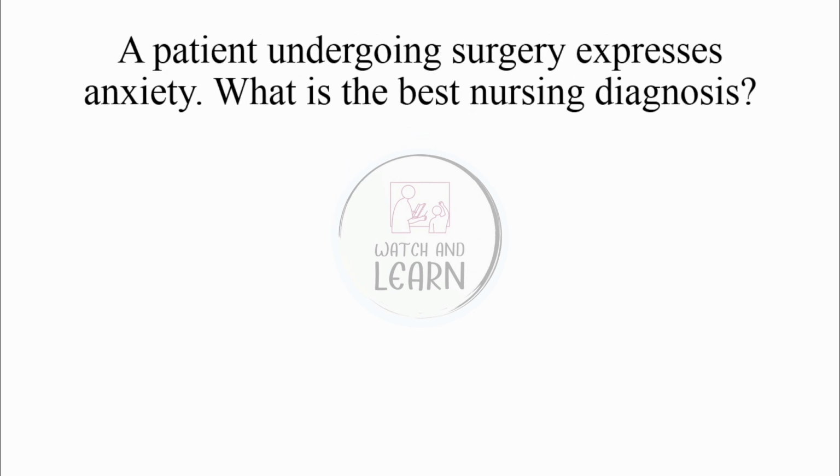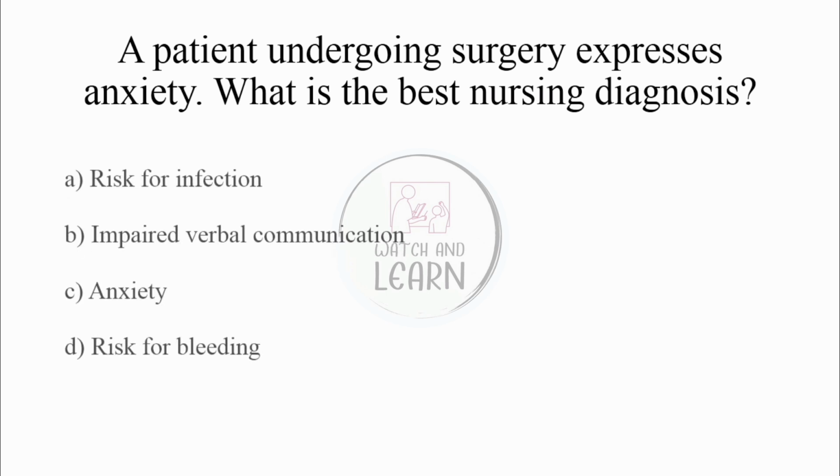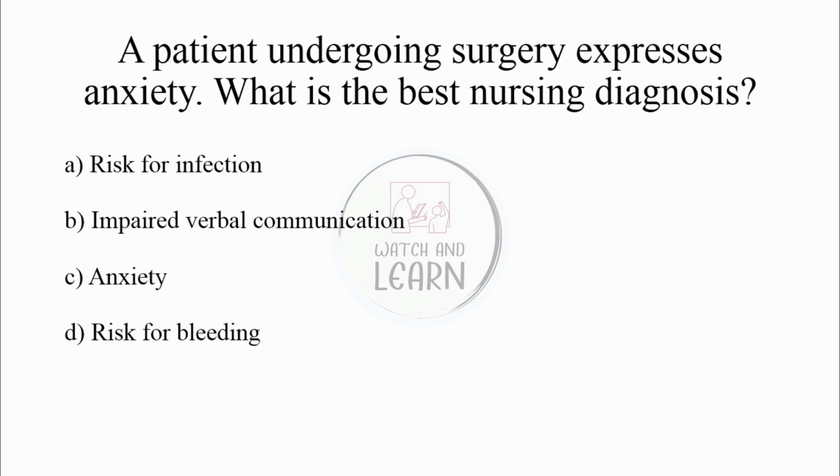A patient undergoing surgery expresses anxiety. What is the best nursing diagnosis? Options are option A, risk for infection. Option B, impaired verbal communication. Option C, anxiety. Option D, risk for bleeding. The right answer is answer C, anxiety.